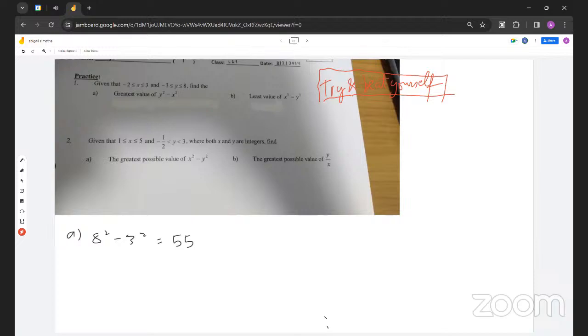Again, I want you to try another combo, please. Don't hesitate. No, I don't mean B. You're misunderstanding me. I mean A. Try and beat yourself. Beat this answer. Make it better. Make it greater than 55 because he wants the greatest value. So make it greater than 55. How?